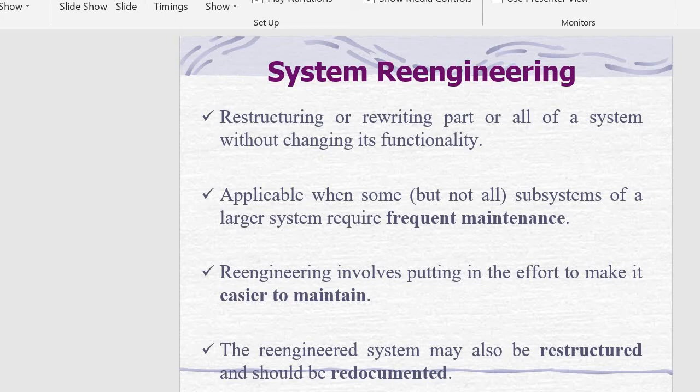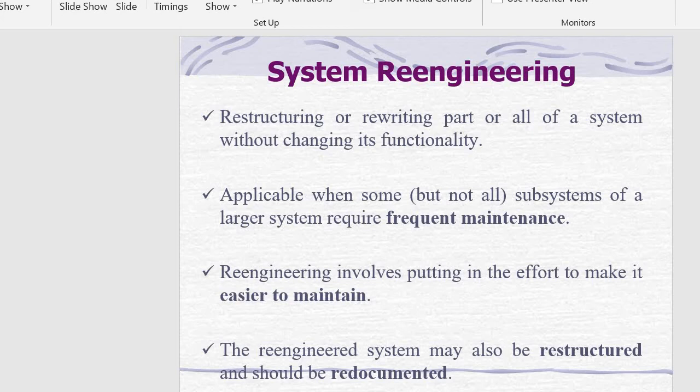And this re-engineering is applicable when some but not all subsystems of a larger system require frequent maintenance. If there is a problem of frequent maintenance, it means the process is obsolete, and we have to implement the same functionality with the new technology. So re-engineering involves putting in the effort to make it easier to maintain.